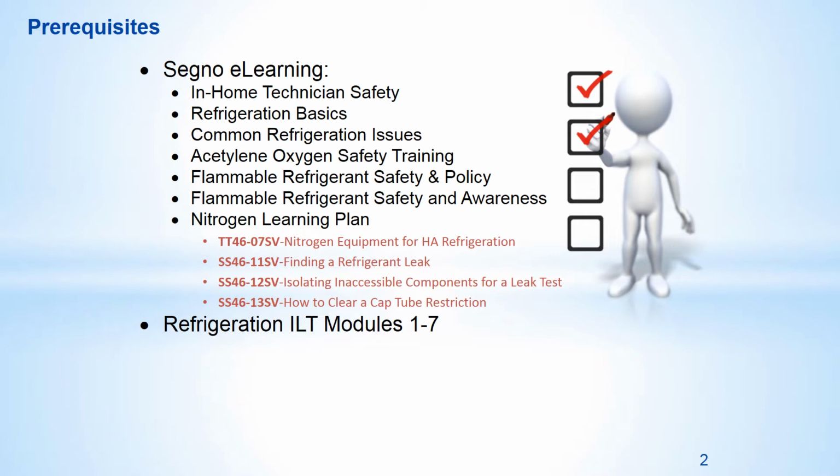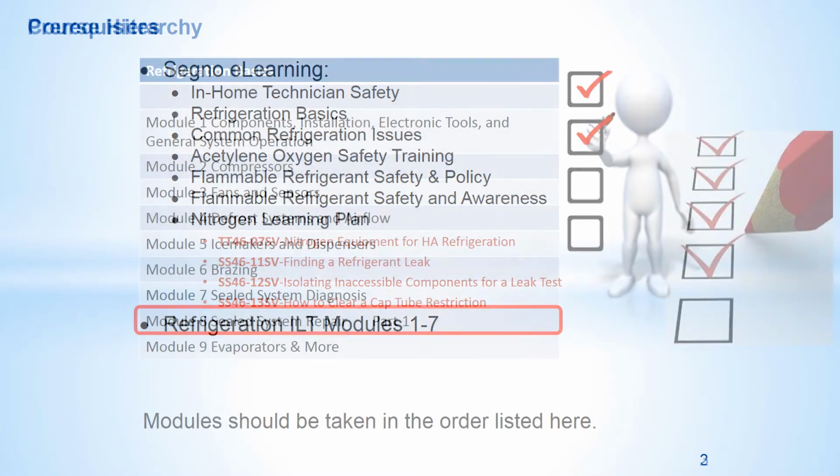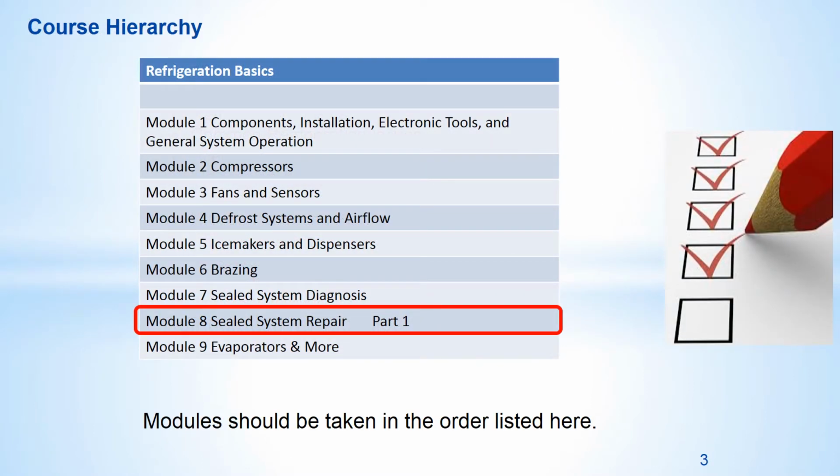Instructor-led training modules 1 through 7 are to be completed previously as well. It is recommended that the modules be taken in the order shown. This is part 1 of seal system repair.